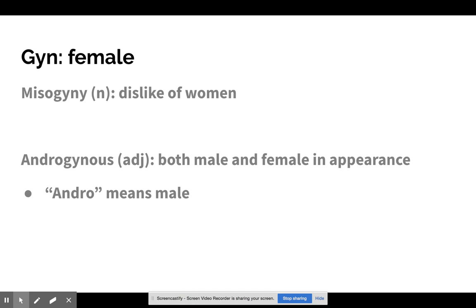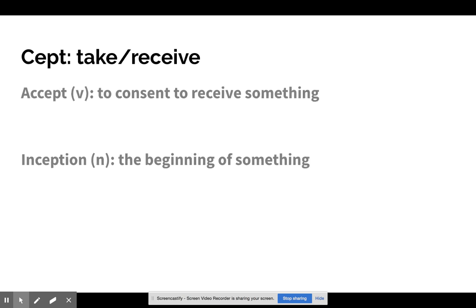And then your second word is androgynous, which is an adjective that means both male and female in appearance. Interestingly enough, andro means male, and that's why androids are called androids, because they're using the generic term man, as in mankind, to talk about human-like beings. So androgynous literally means male and female in appearance. You might hear this word used to describe somebody who isn't super feminine or super masculine. They dress or act kind of in between, and they're referred to as androgynous.